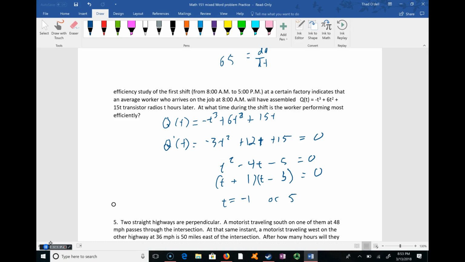Negative 1 would be before the shift starts, so that doesn't make any sense. So 5 must be the high point. So what time during the shift? That would be 5 after 8, so that would be 1 o'clock.